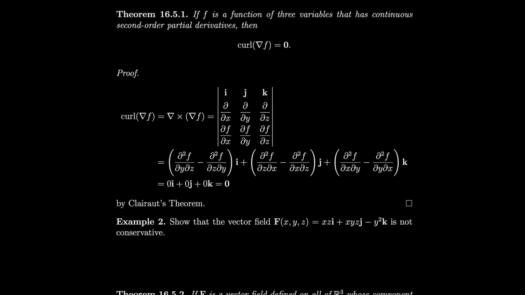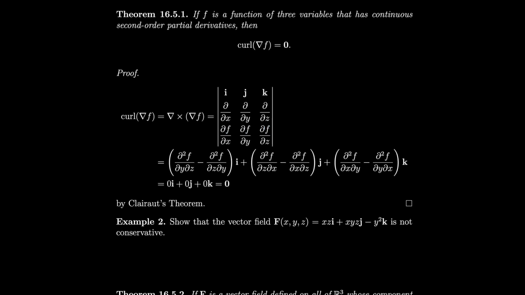If f is a function of 3 variables that has continuous second-order partial derivatives, then the curl of the gradient of f is equal to the 0 vector. And proving this is not too hard. We just take the curl of the gradient, so that will be the del crossed with the gradient for our vector F. So what we get is the del in the second row as before, but we get the gradient, which has f's in each of the partials for our third row.